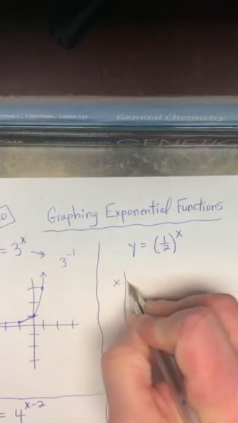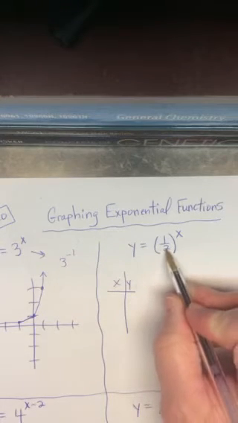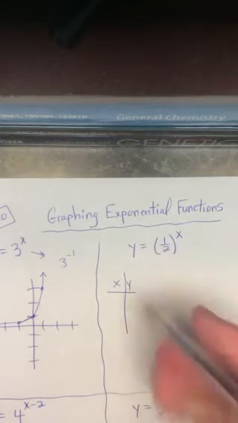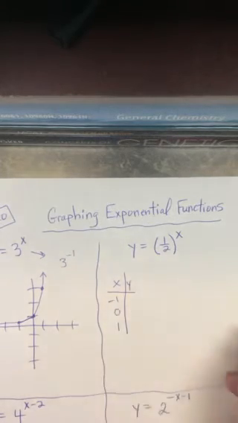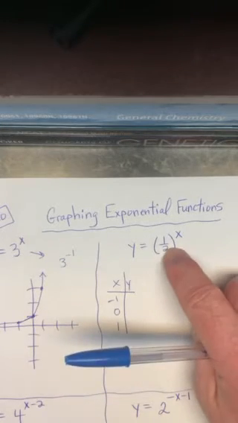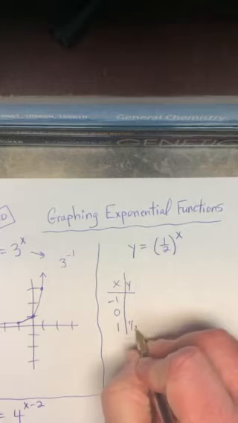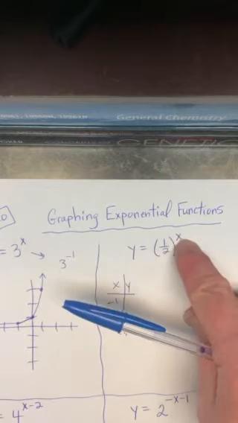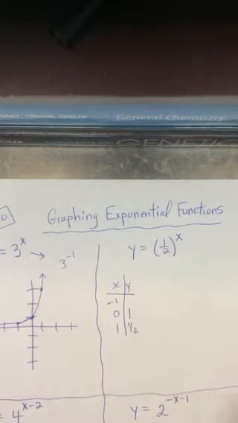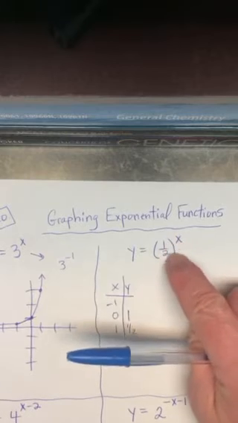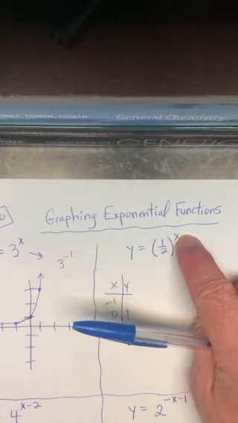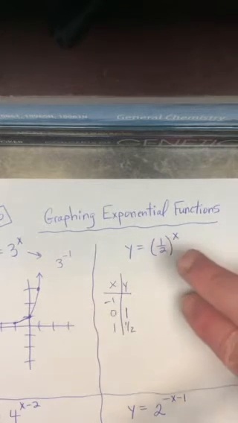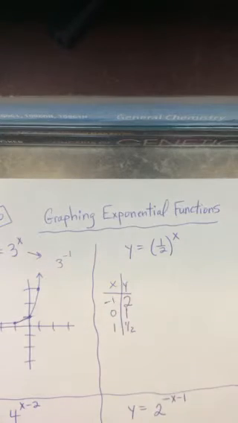Make an xy table. I have an exponential function. Plain old x is my exponent. You want the exponent to be -1, 0, and 1. Let's plug 1 in. What's 1/2 to the first power? Obviously 1/2. Let's plug 0 in. What's 1/2 to the 0 power? Anything to the 0 power is 1. Let's plug -1 in. 1/2 to the -1st. Okay, careful. If that just said 1/2 to the first, the answer would be 1/2. But because it's a negative power, we're flipping it and getting 2.